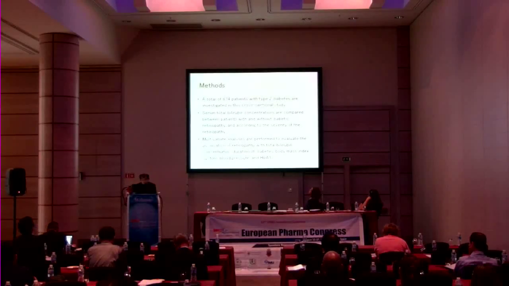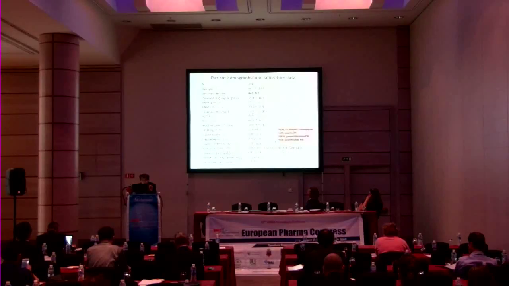674 patients with type 2 diabetes are investigated. Serum total bilirubin concentration is compared between patients with and without diabetic retinopathy and according to the severity of the retinopathy. Then, multivariate analyses are performed to evaluate the association of retinopathy with total bilirubin concentration, duration of diabetes, body mass index, systolic blood pressure, and hemoglobin A1C.